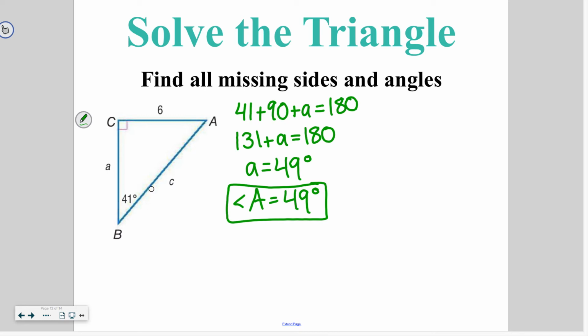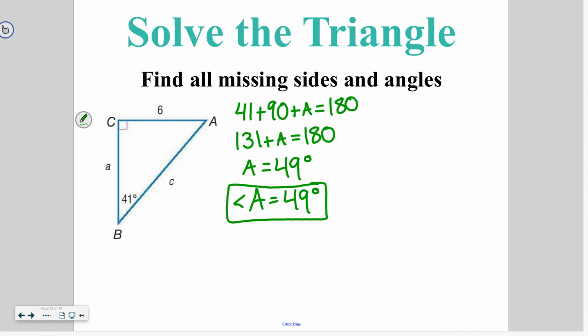Next, I need to find the values for a or for c. A quick side note before I start that. Angles should always be identified with the capital letters, and the sides are going to be identified with the lowercase letters. My apologies for that mistake.